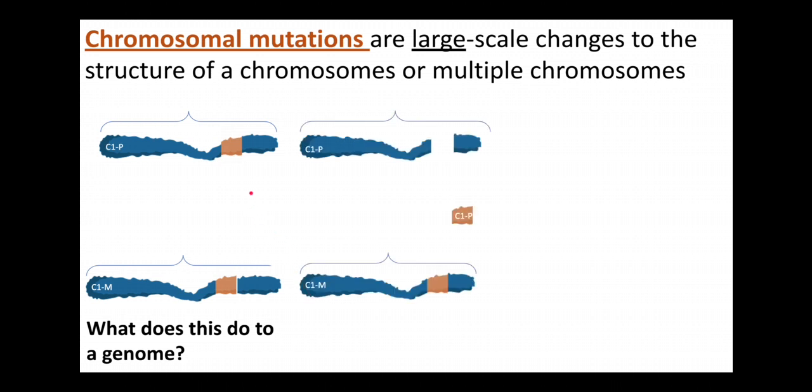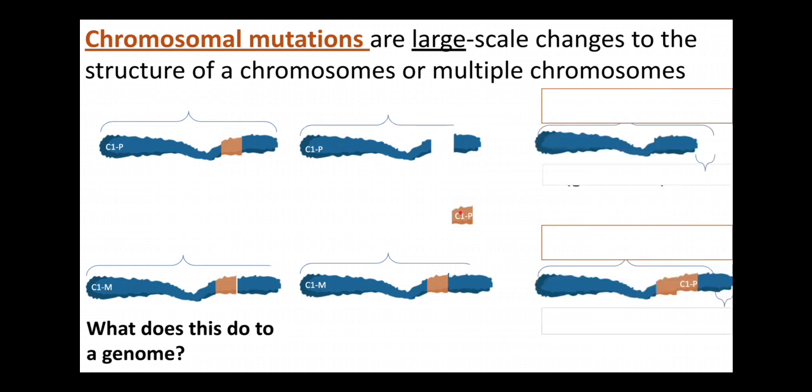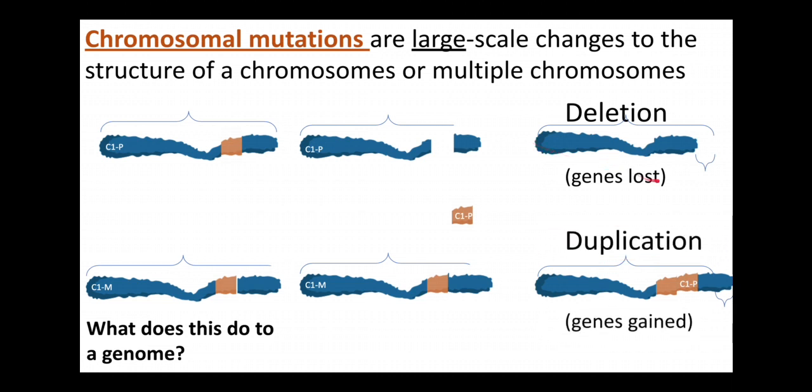So for example, we can have a translocation, which is say we have a parental and maternal chromosome, and we're going to look at this copy here, and something that can happen is part of this chromosome can break off. So we're going to call this C1 parental. This is going to move over there, and it can actually glom on. It can insert elsewhere. So this results in a deletion on this parental chromosome, and genes are lost, and a duplication, genes are gained on this maternal chromosome.